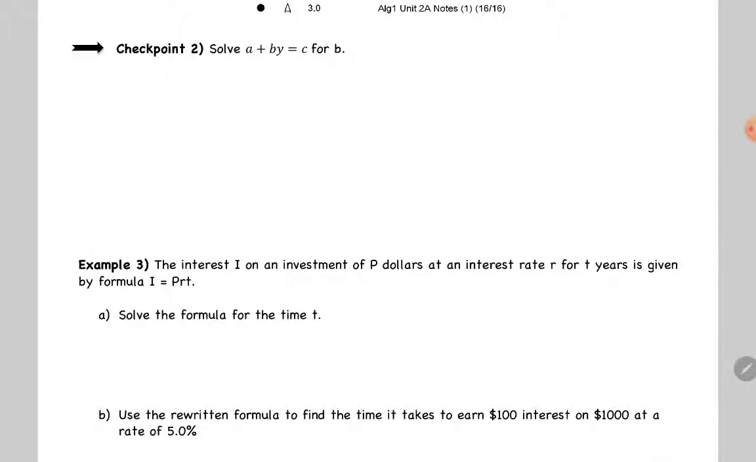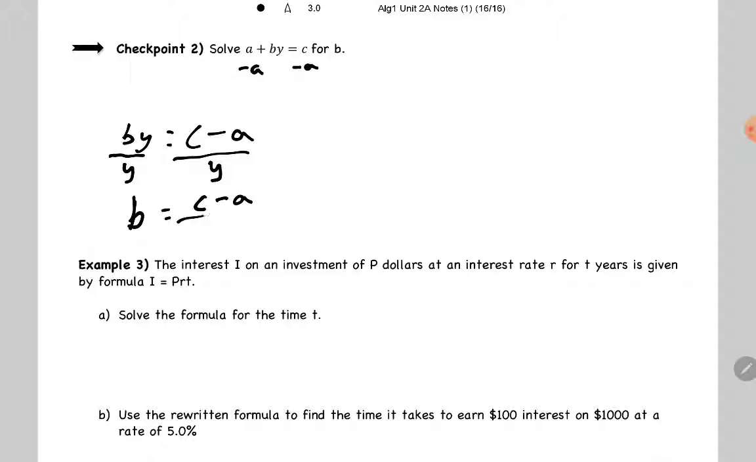Okay, now we have to solve. They want us to solve for b this time. So I'm going to get rid of a, subtract a. So I have by equals c minus a. To get b by itself, it's being multiplied by y, so I'm going to divide by y on both sides. And since we don't have any numbers, I'll get b equals c minus a divided by y. And that's it. Get b by itself.